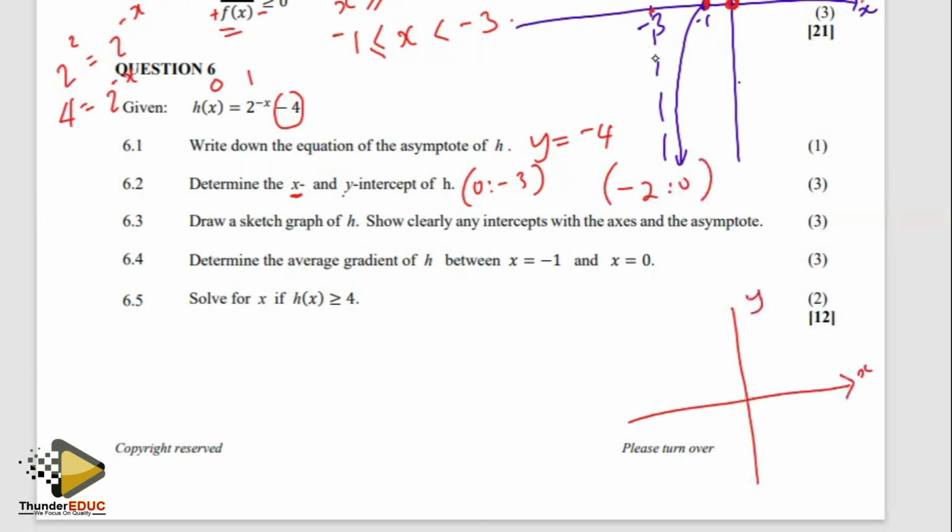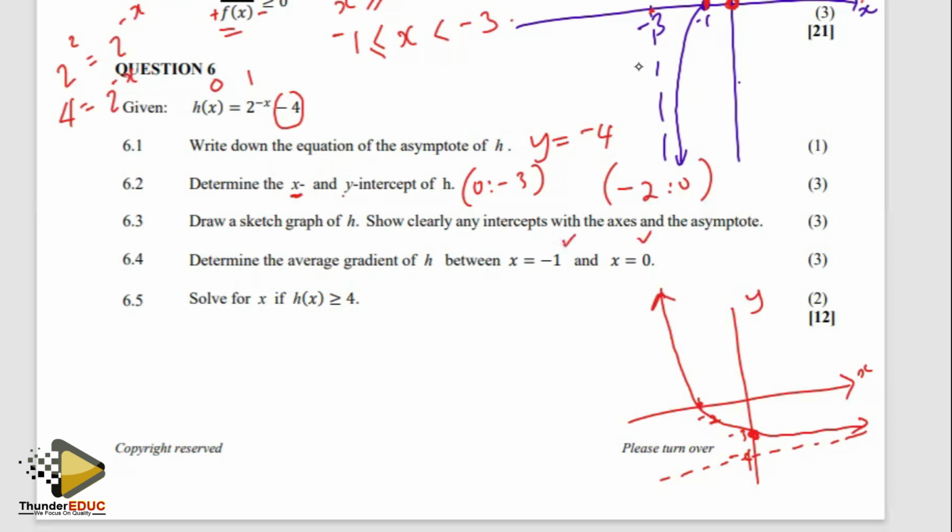What's x and y? Asymptote, we say it's -4 down here. The intercept is -3. And this one is -2. So it means our graph should be moving in that sort of format. Then determine the average gradient between this and that.